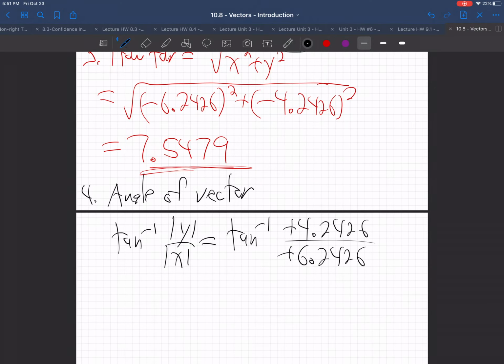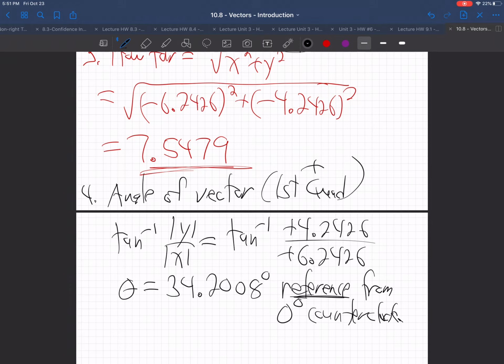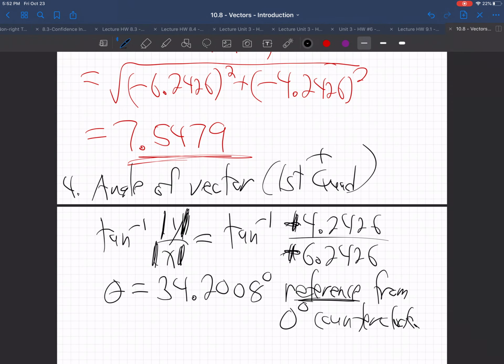And I'm getting that angle theta is 34.2008 degrees. But remember, that is a reference angle from 0 degrees counterclockwise. So notice it's first quadrant. Why is that first quadrant? Because we made the angles positive. Right here, when we did absolute value and made this positive and this positive when they were really negative to begin with, we put it in the first quadrant. Why did we do that?